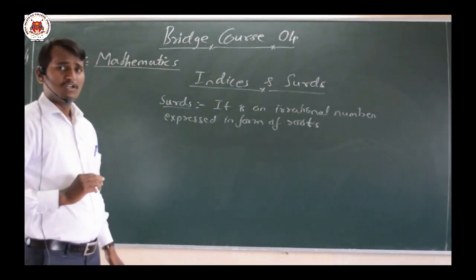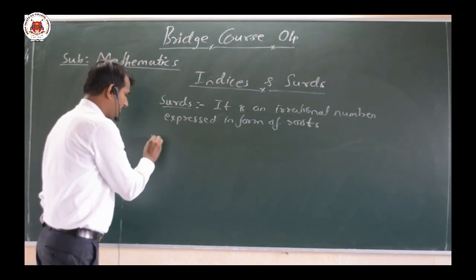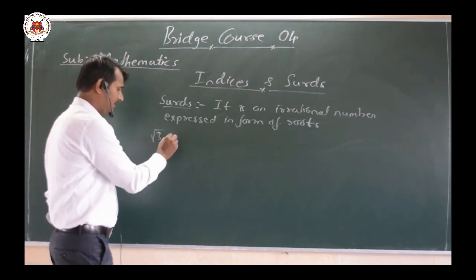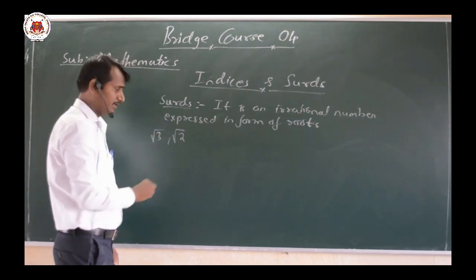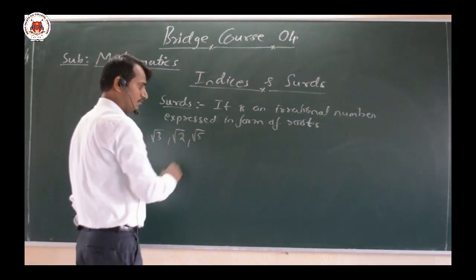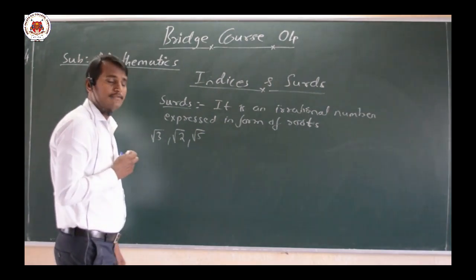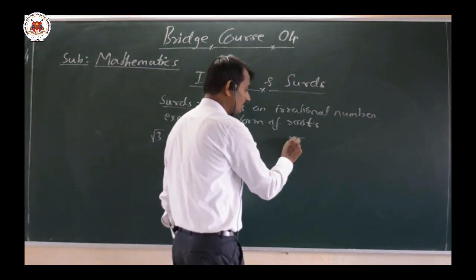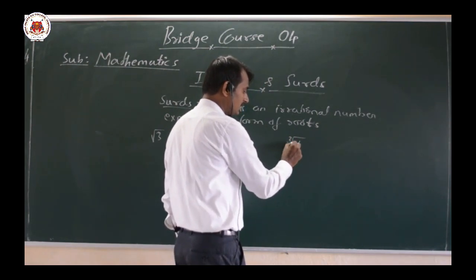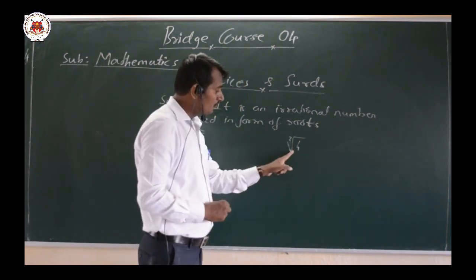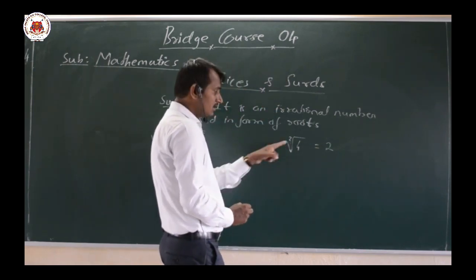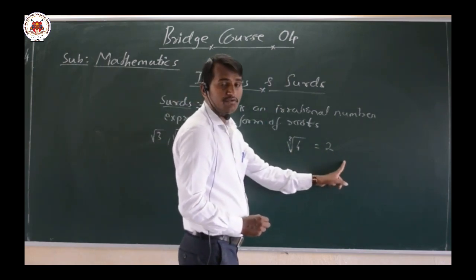Now, what examples can I give here? For example, root 3, root 2, root 5. These are all examples of surds. But one more thing: the square root of 4. Here the power is 2. The root of 4, we know, has the value 2. Since it is a perfect square, it is not a surd here.